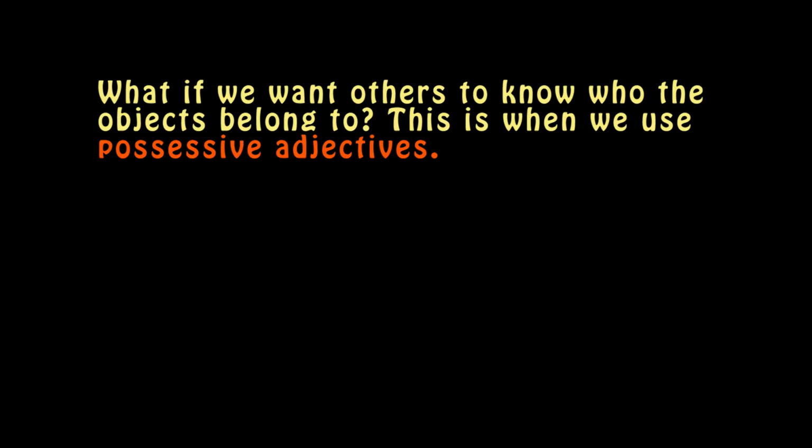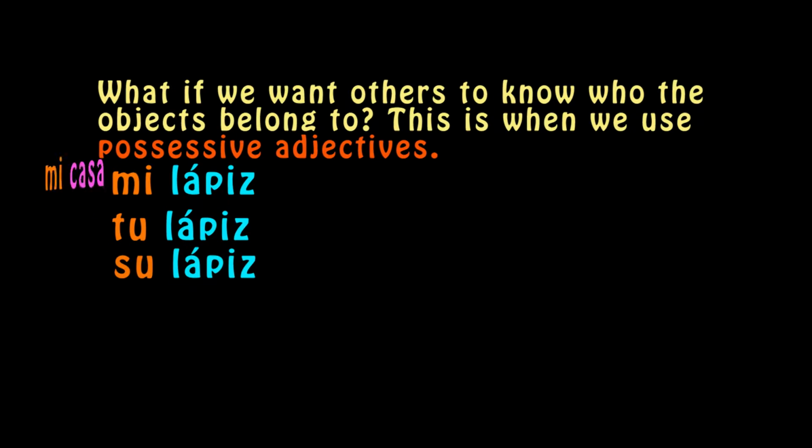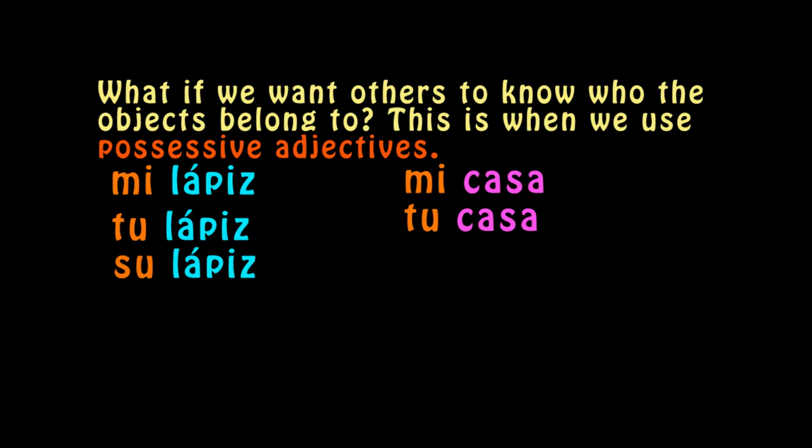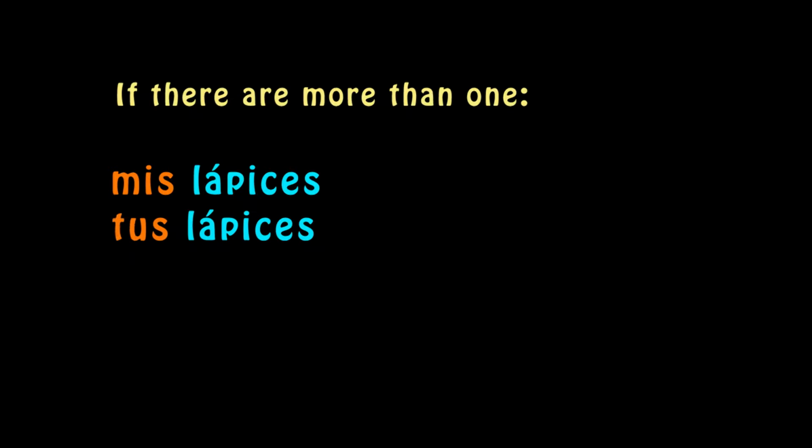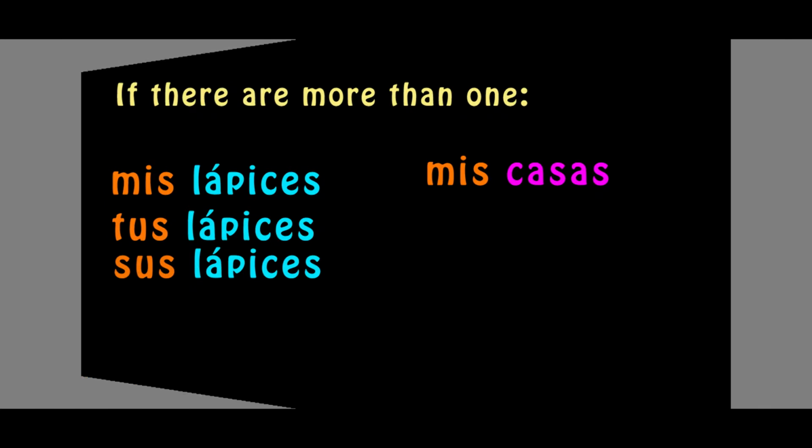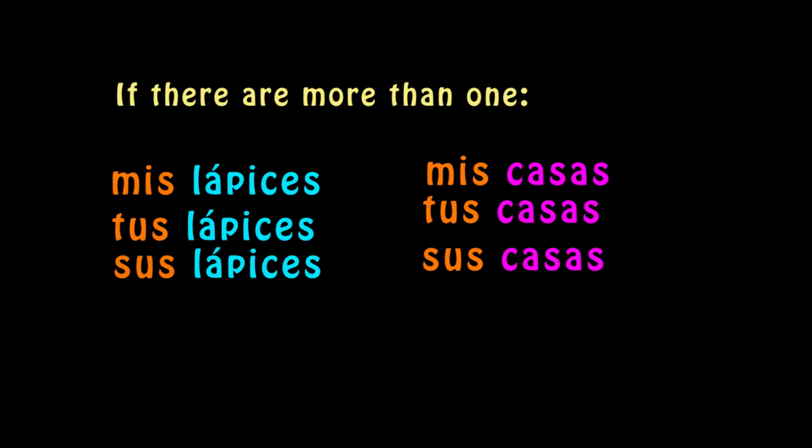What if we want others to know who the objects belong to? This is when we use possessive adjectives. For example, mi lápiz, tu lápiz, su lápiz. Mi casa, tu casa, su casa. If there are more than one, we say mis lápices, tus lápices, sus lápices. Mis casas, tus casas, sus casas.